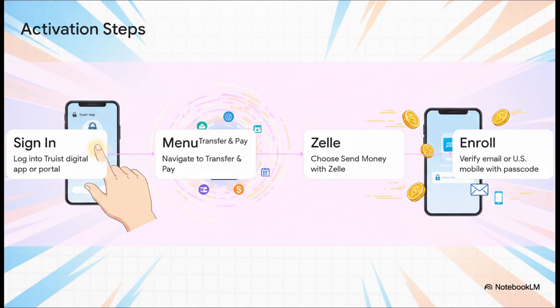You just log into your Truist app. From the main menu, you locate the Transfer and Pay section and opt in to Send Money with Zelle. From there, you just select the U.S. mobile number or email address that you want to link. Truist is then going to send you a one-time passcode to that number or email. You punch that code in to securely verify your identity, accept the standard terms and conditions, and boom! Just like that, your account is linked and ready to go.